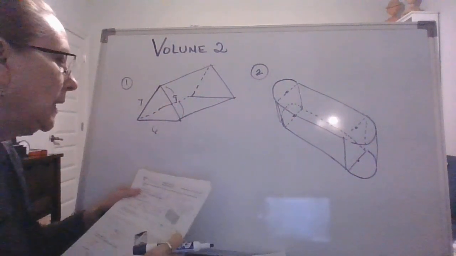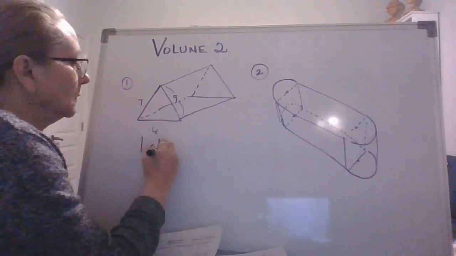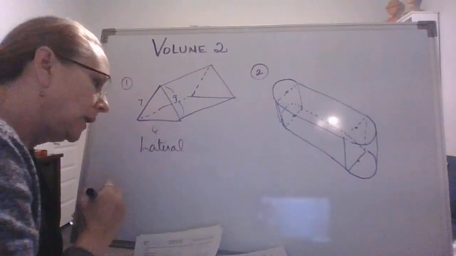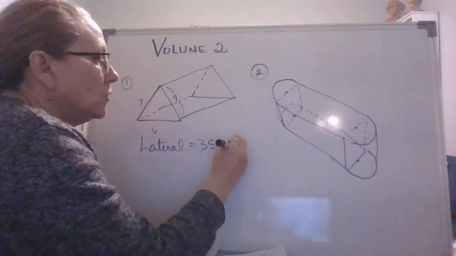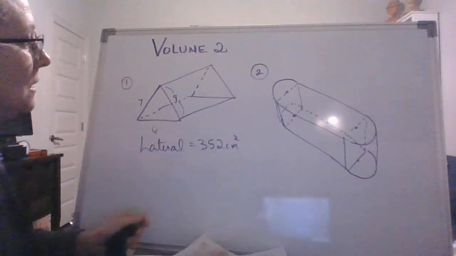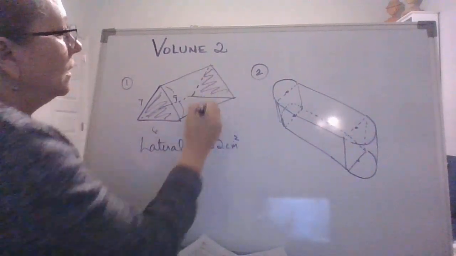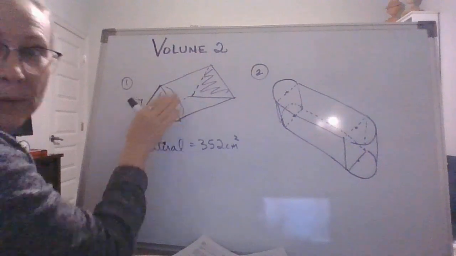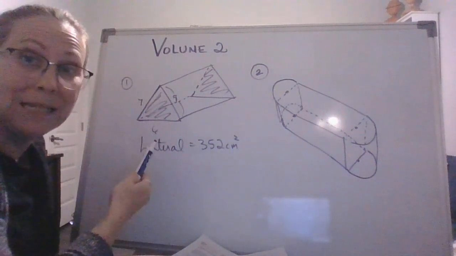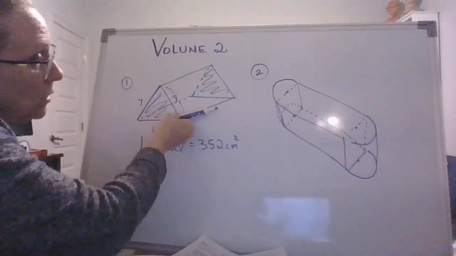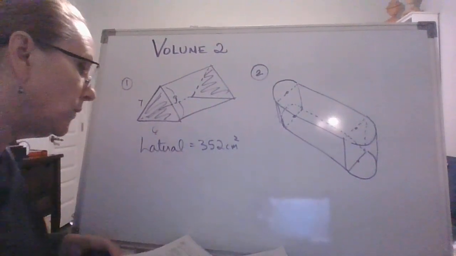Okay. And it says its lateral area is equal to 352 centimeters squared. So that means that if these are the bases here and here, the lateral is what's going around the figure, because lateral are the sides of the figure, and this one's laying down. So all the sides are going to be the rectangles going around this way. So that's its lateral surface area.